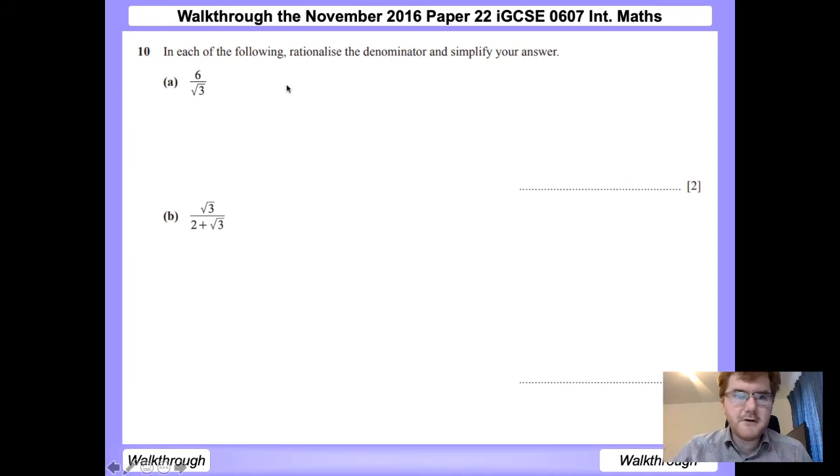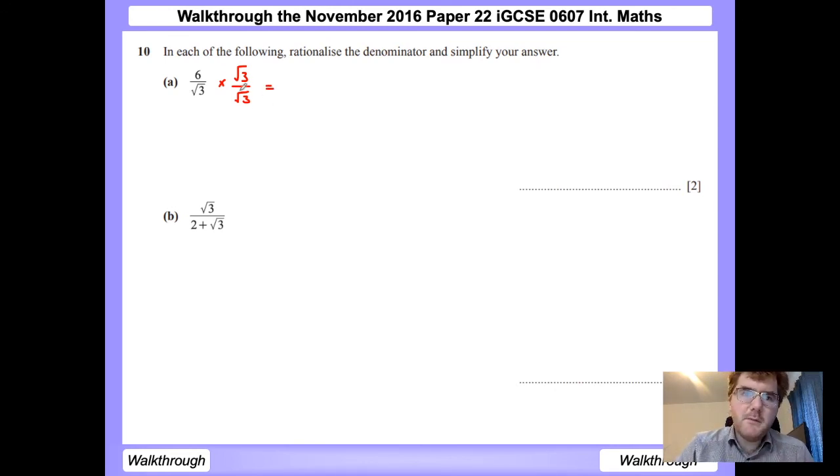So this one, very common. We need to rationalize our denominator. That means make the denominator a whole number. So in this case, the standard process is to multiply top and bottom by that surd, that root. The reason we do this is so we can get a whole number on the bottom. And remember, if you multiply by root 3 over root 3, you're just multiplying by 1. It doesn't change what it is.